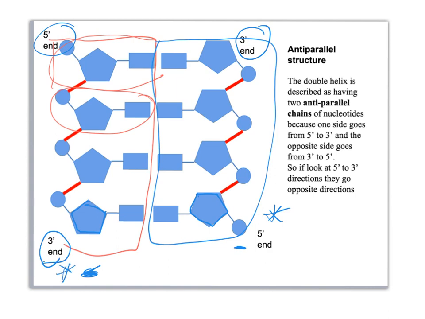So if you look at the 5' to 3' direction, here it's going this way, but on this other strand it's going this way. So the strands are going in opposite directions from each other. You could think of them like that. And that is described as an antiparallel structure.